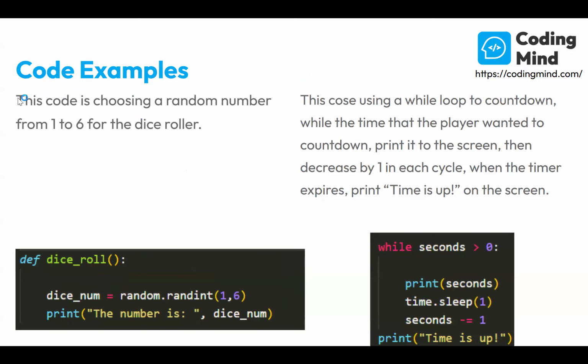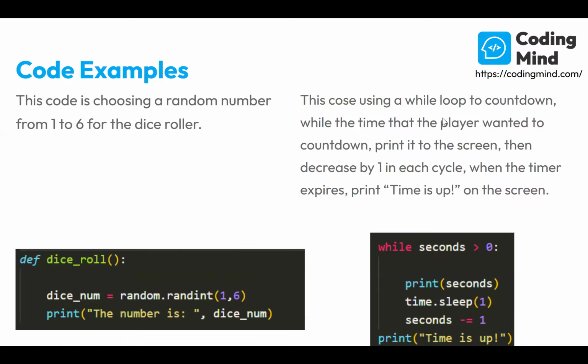Code examples. This code is choosing a random number from 1 to 6 for the dice roller. It chooses the number and it just randomly chooses that number.